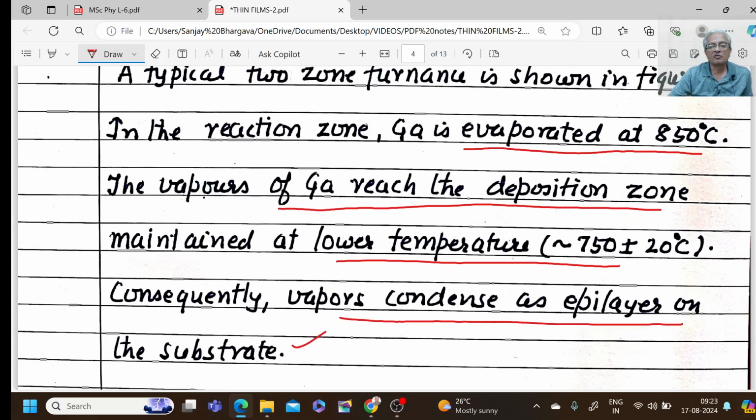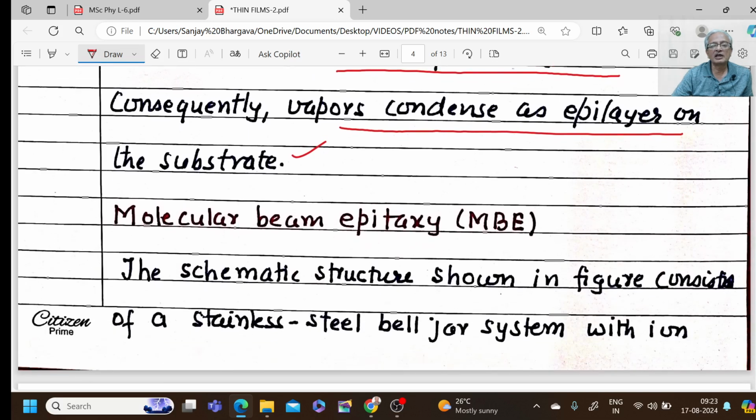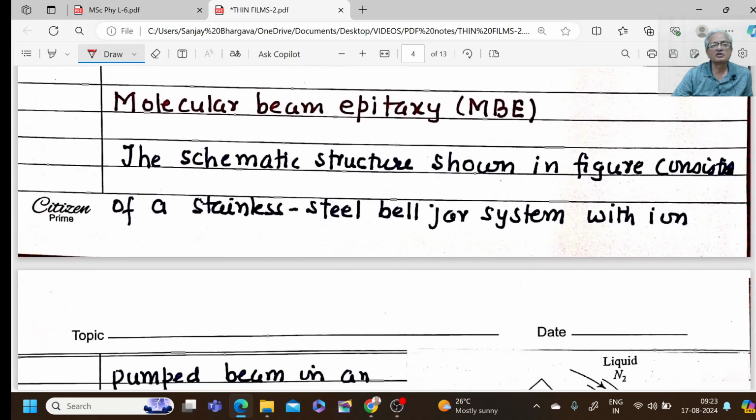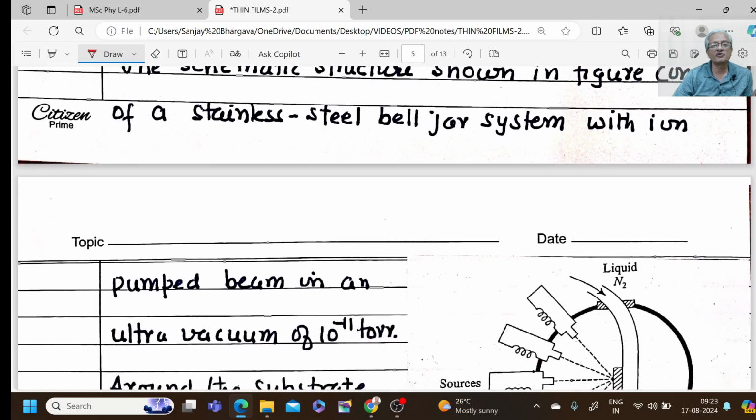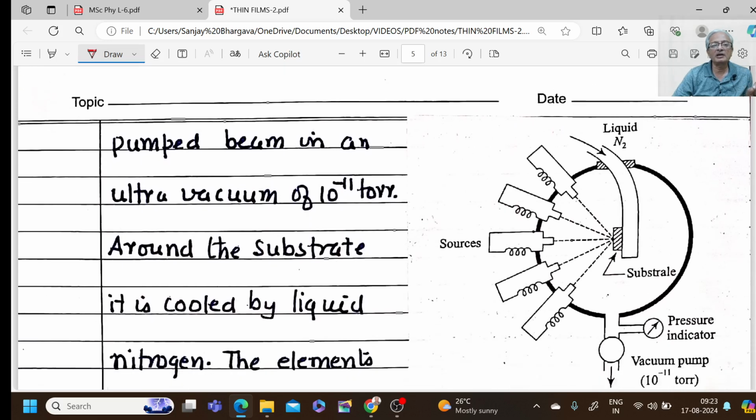So, one of the more important methods is Vapour Phase Epitaxy, and the most sophisticated method is Molecular Beam Epitaxy. So, this is the third process through which the MMICs can be grown. The basic structure is shown in the figure. It consists of a stainless steel bell jar system with ion pumps, in an ultra-high vacuum of 10 raised to power minus 11 torr.